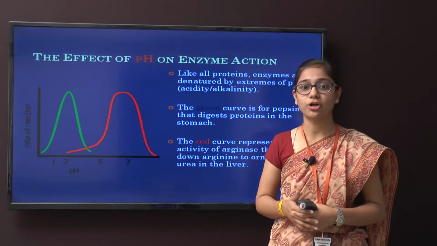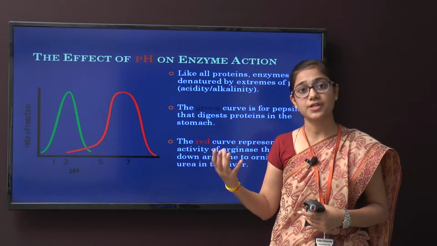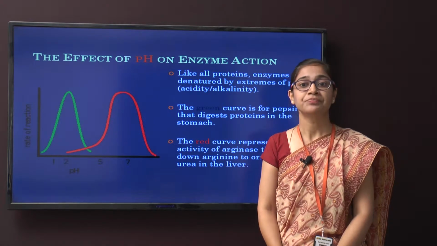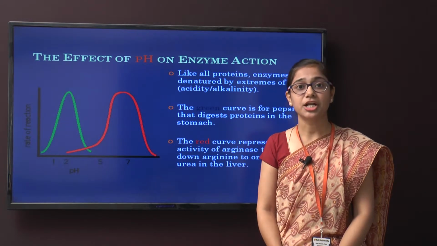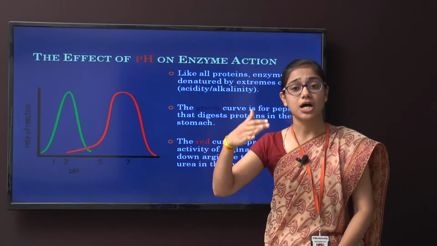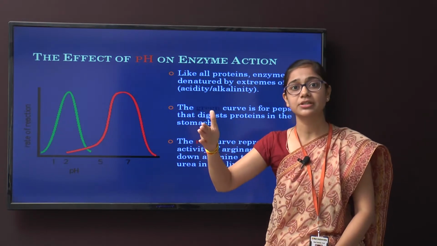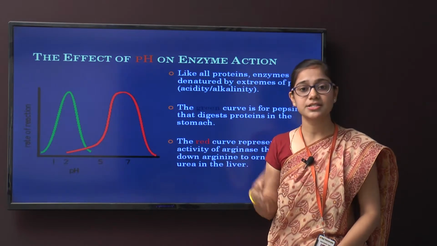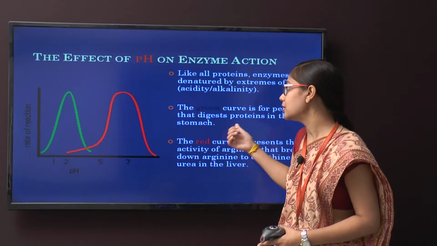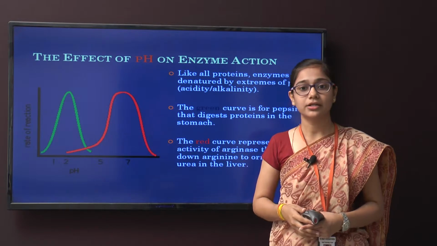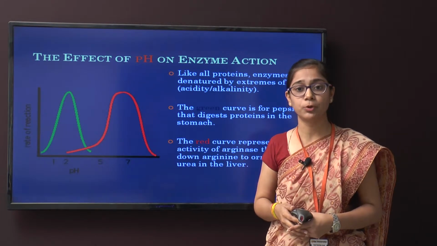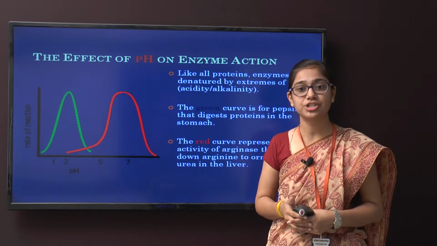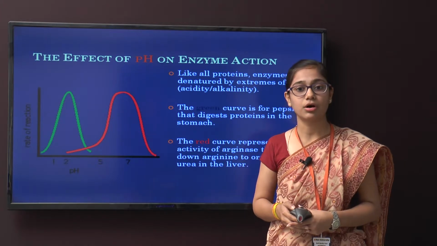pH of the enzymes: like all proteins, enzymes are affected by pH. pH is the measurement of the hydrogen ion concentration. 0 to 7 is acidic and 7 to 14 is basic, measuring the acidity and alkalinity. The green curve is for pepsin, which digests protein in the stomach. And the red curve shows the activity of arginase, which breaks down arginine to ornithine, used in the liver.